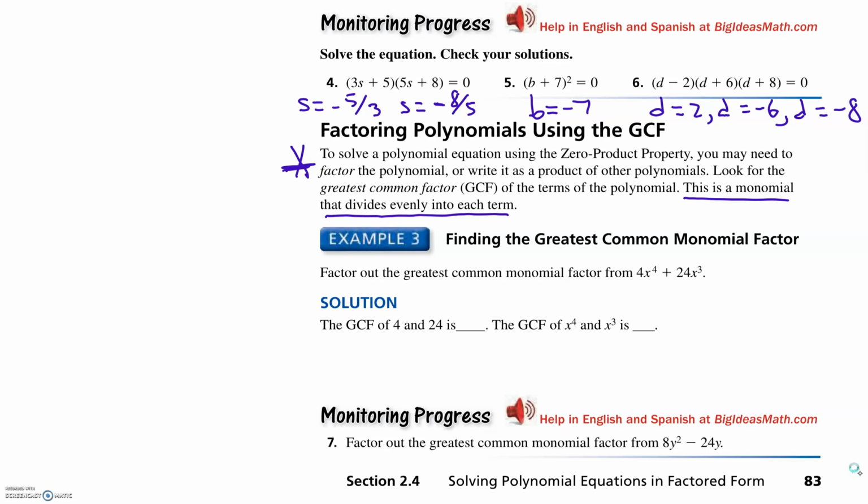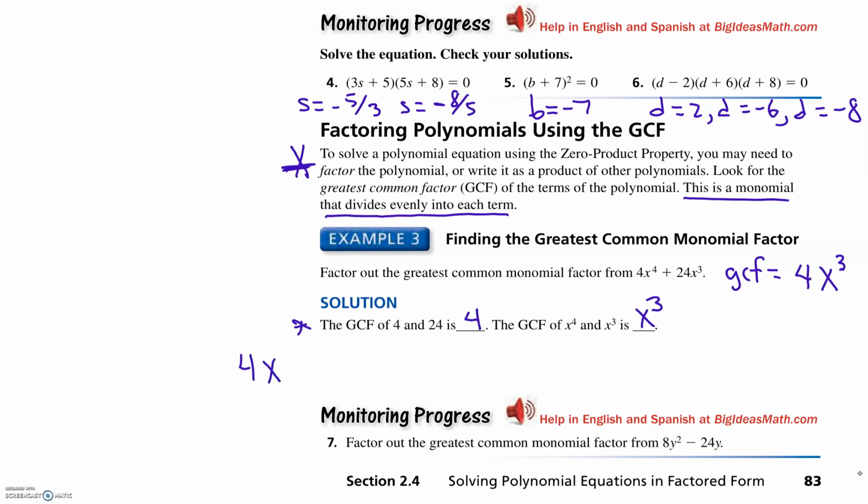So example 3. Factor out the greatest common monomial factor from 4x to the 4th plus 24x to the 3rd. So we're going to find that GCF, that greatest common factor. So we look at the coefficients, the 4 and the 24. Greatest common factor for the 4 and the 24 is 4. Then we look at the variables. The greatest common factor for x to the 4th and x to the 3rd is x to the 3rd. So the GCF is 4x to the 3rd.